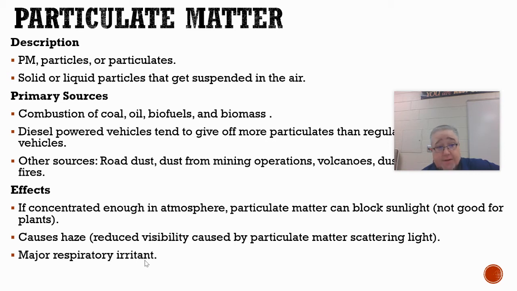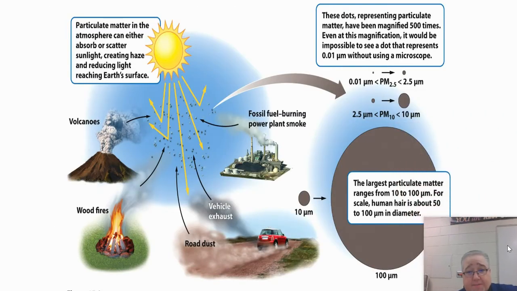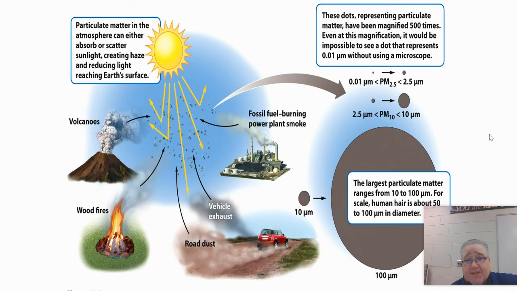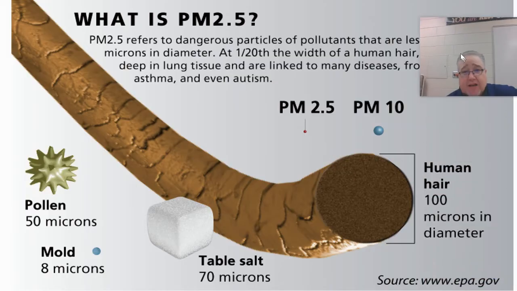They're respiratory irritants. If they get up into the atmosphere, they tend to linger there. They can actually block sunlight. That's not good for plants, obviously. They can also cause haze, which is reduced visibility. These are all problems with these particulates getting into the air and lingering in the atmosphere. The thing about particulates is they do vary in size, and we rank them, I suppose, according to their size.